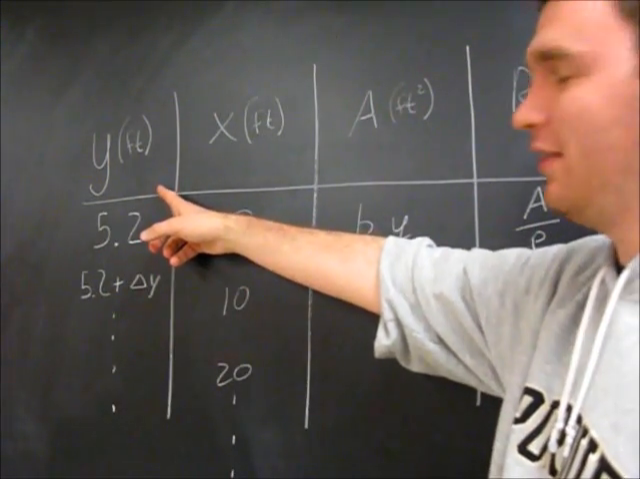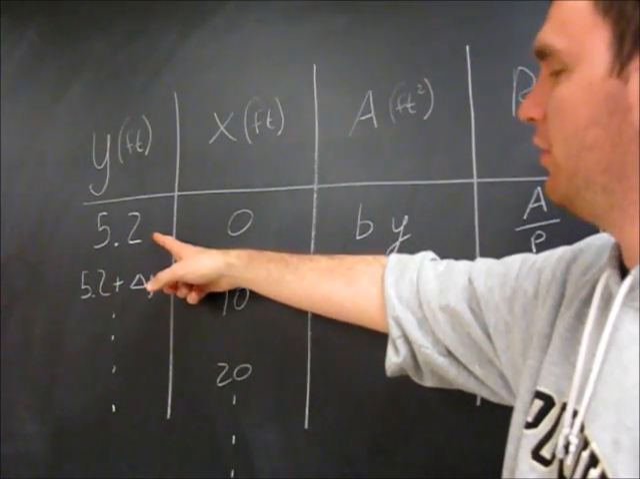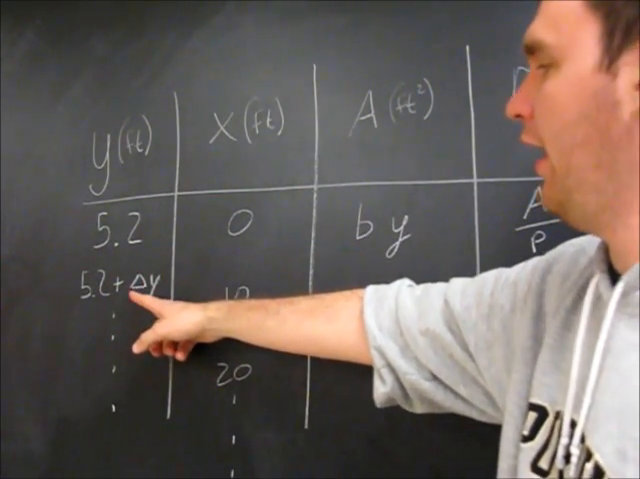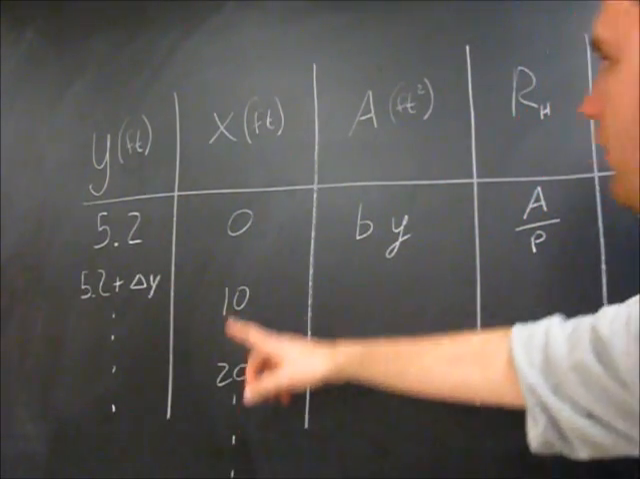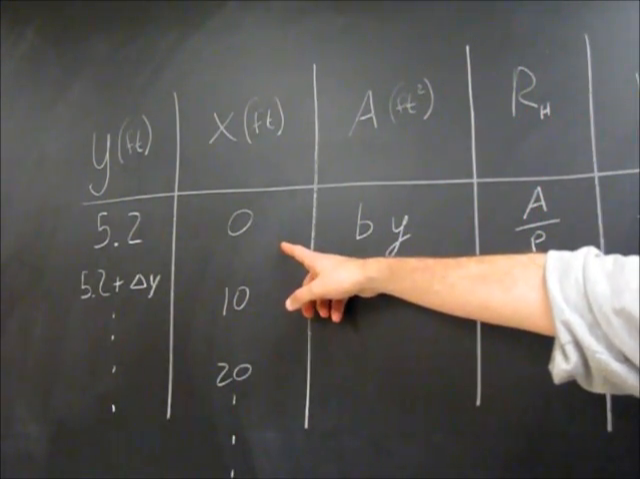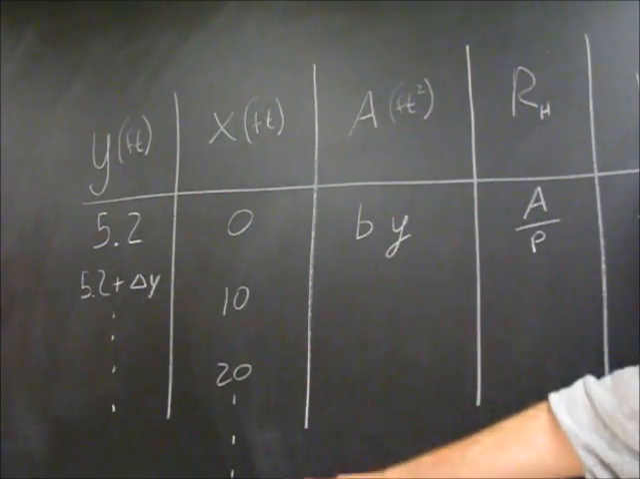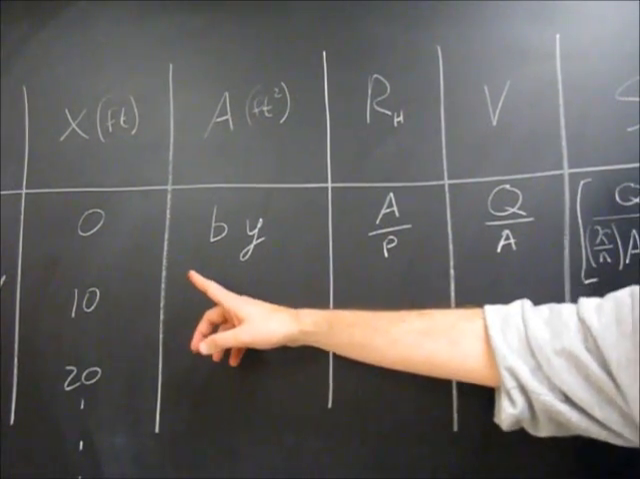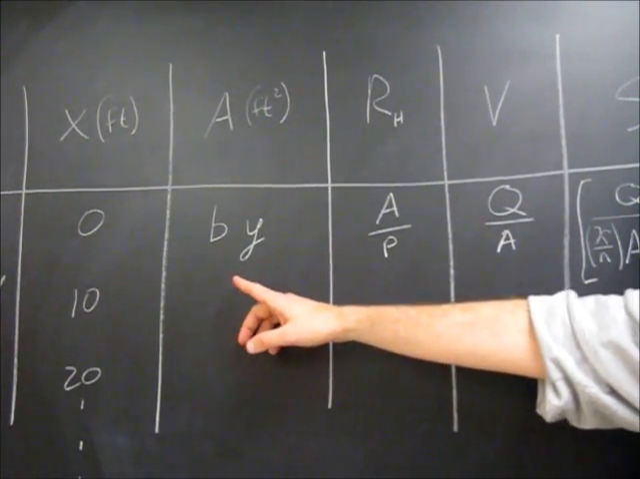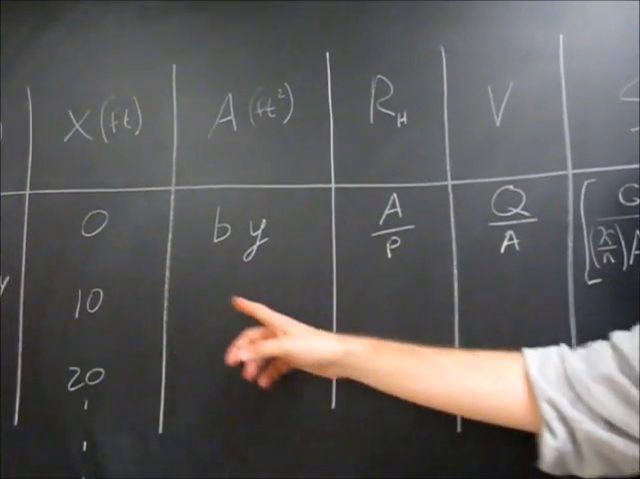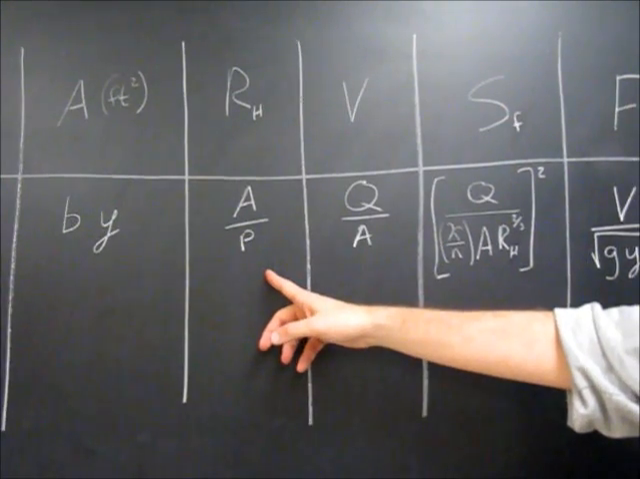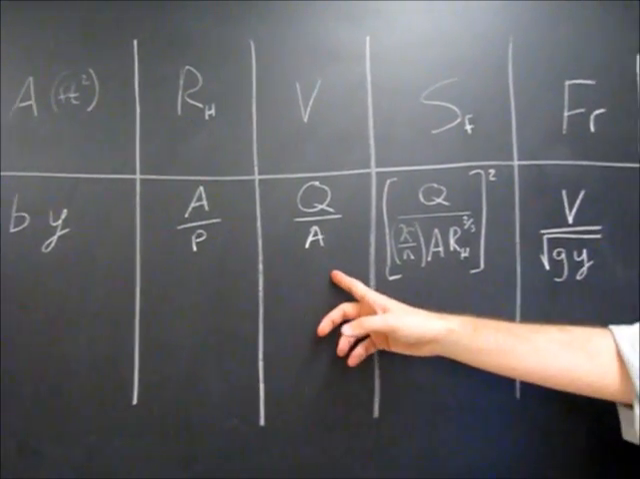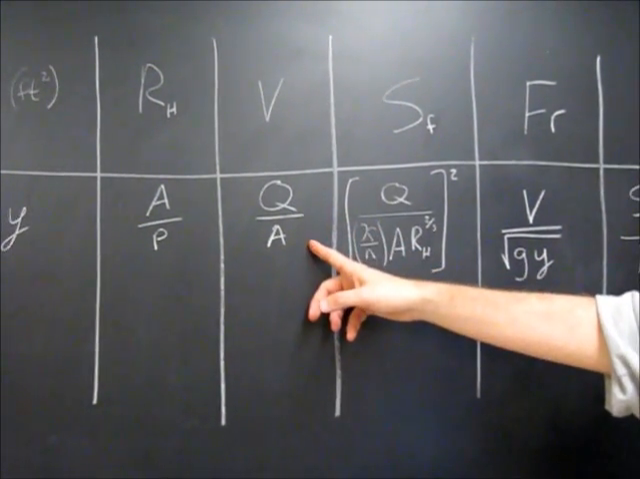This is our Y value, the depth of the river. We started at 5.2, and then every time we're going to add delta Y to it, all the way down until it gets to YC. This is our X value, which is constantly incremented in 10 feet. Area is the width of the channel times the height of the water, our Y value. RH is just area over the wetted perimeter. Velocity is our flow rate over area.